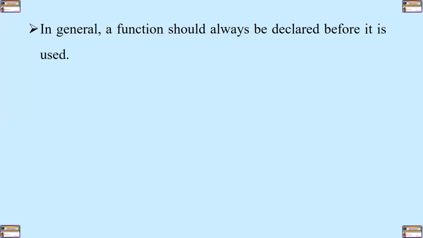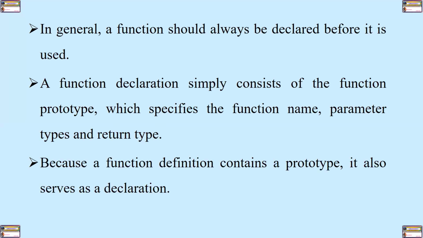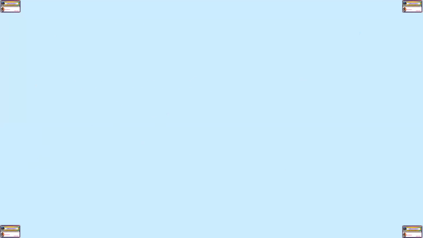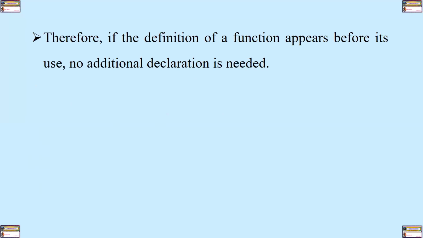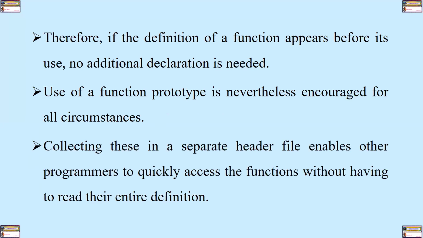In general, a function should always be declared before it is used. A function declaration simply consists of the function prototype, which specifies the function name, parameter types, and return type. Because a function definition contains a prototype, it also serves as a declaration. Therefore, if the definition of a function appears before its use, no additional declaration is needed, but we have said that that's a poor programming technique. Now, use of a function prototype is nevertheless encouraged for all circumstances.